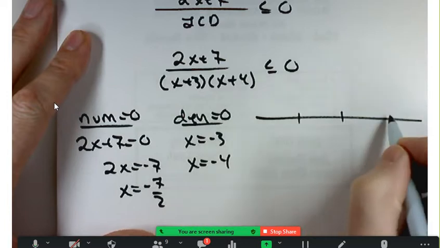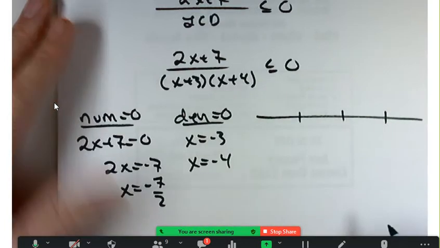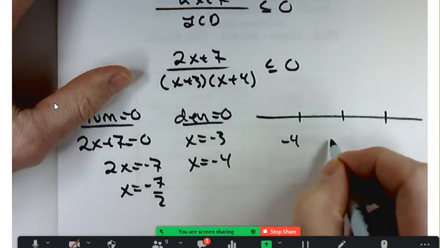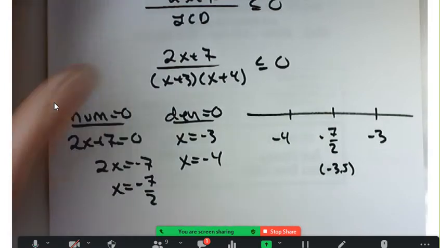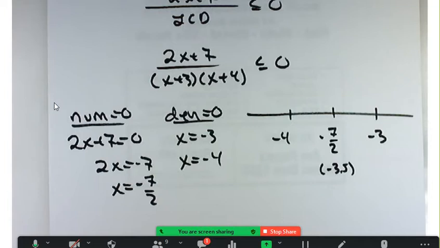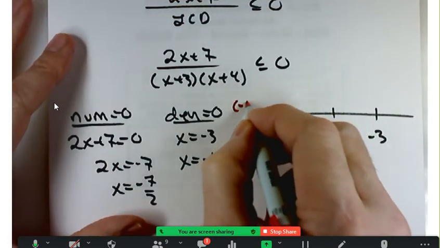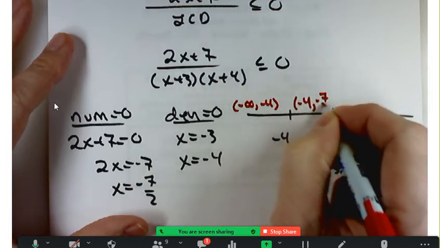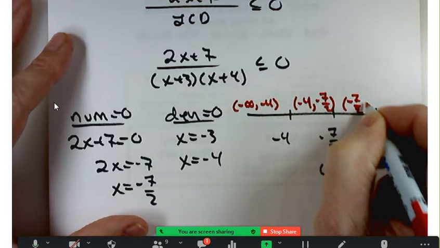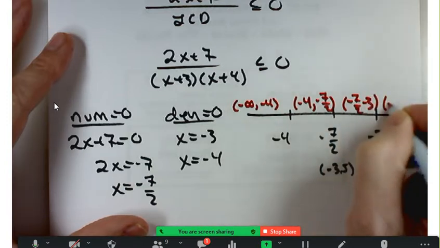So, in increasing order. Now, this is going to be a little tight here. You've got negative 4 and then negative 7 halves. And I'll remind you that that's negative 3.5, and then negative 3. So they're crammed tightly in there together. Well, okay. We're still going to need to test some points. It's not a bad idea to write down the intervals like we did before. So negative infinity to negative 4, negative 4 to negative 7 halves, negative 7 halves to negative 3, and negative 3 to infinity.